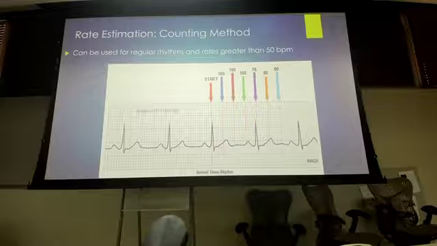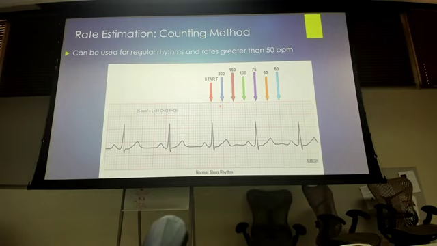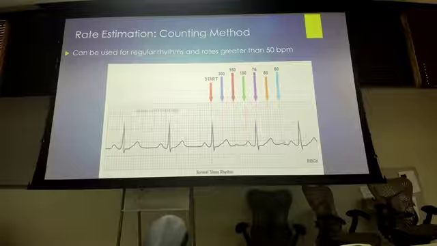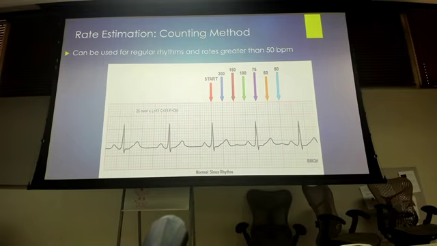I wouldn't spend a tremendous amount of time remembering that, but I would definitely spend a tremendous amount of time remembering 300, 150, 100, 75, 60, 50. You have to know that, because oftentimes you will use this counting method, and I promise you, I'm going to ask you a question on the test. Don't start at this first R with your 300, you'll get it wrong. 300, 150, 100, 75, 60, 50. And then what happens if we get below 50? We'll talk about that.